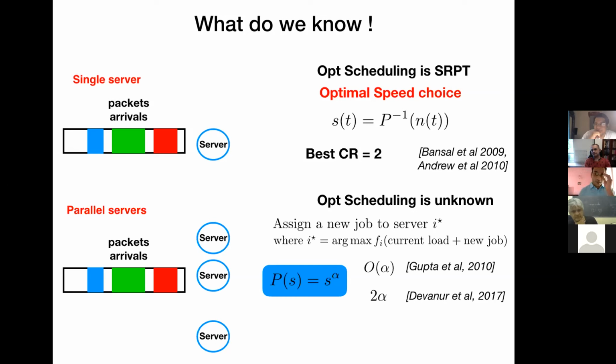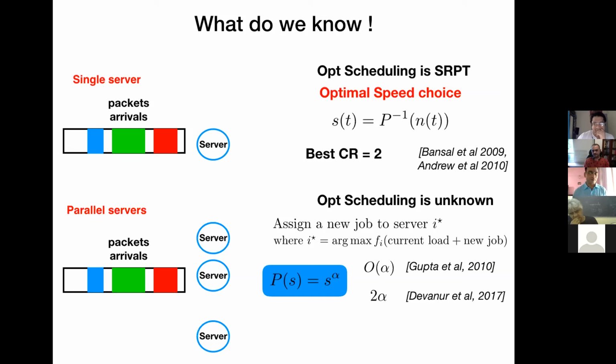So in this case, compared to the single server setting, we don't know what the optimal scheduling strategy is. So SRPT is no longer optimal. So nobody makes a claim about what the optimal scheduling is, but finds, for particular scheduling algorithms and particular speed choices, what you can get. So Anupam Gupta in 2010 showed that alpha is the parameter of the power function. So P of S is equal to S power alpha.